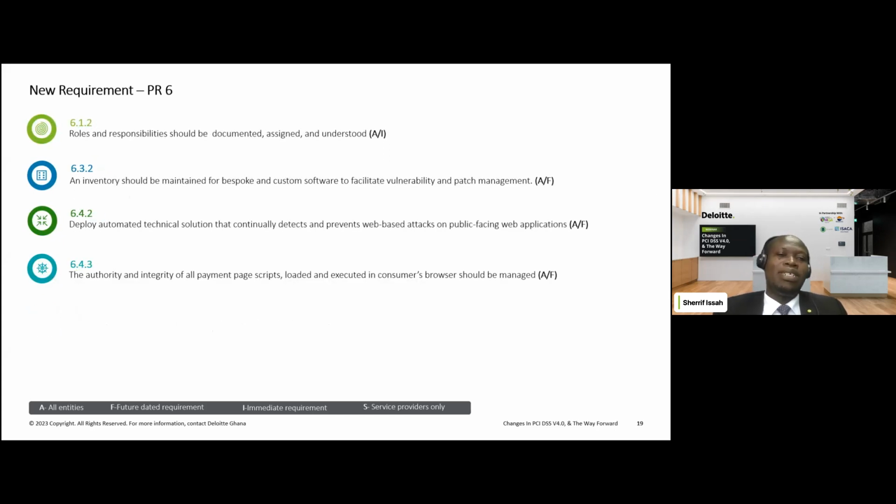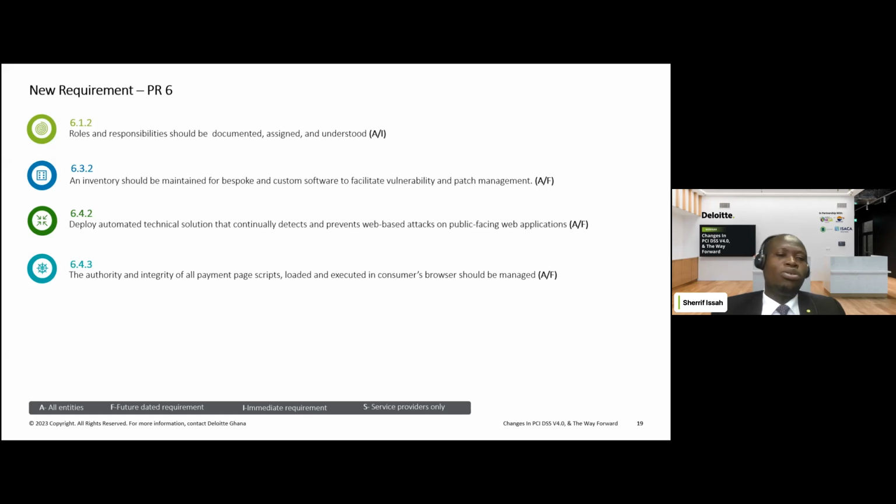So we move to requirement 6. Under PR6, there are 4 new requirements in there. 6.1.2 is talking about the roles and responsibilities. Then 6.3.2 says there should be an inventory for bespoke and custom software. And this is to help identify vulnerabilities or patch management. In fact, if you look at 6.3.2 in detail, it's more focused on integrations, API integrations, and the likes, so that you're able to identify key vulnerabilities that you are exposed to, especially from the third-party perspective.